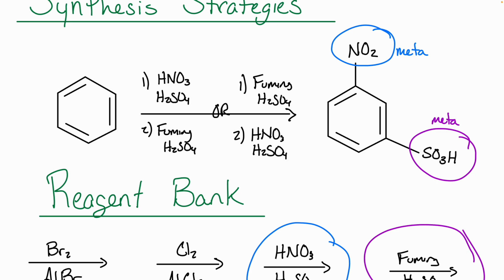And both of these would be full credit answers. Either one of these would give us our desired product, where a nitro group and a sulfonic acid group are meta to one another. All right, so let's do a slightly harder one then.